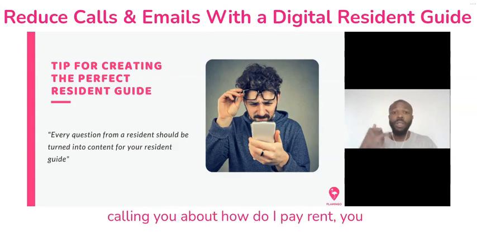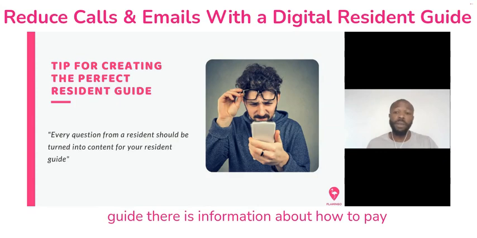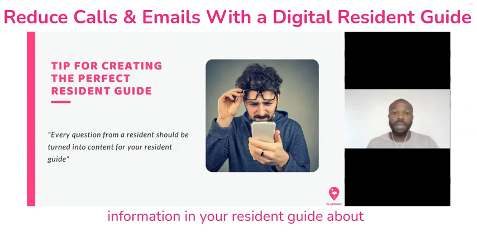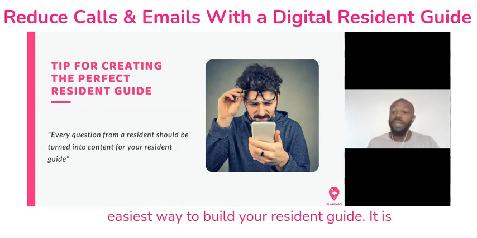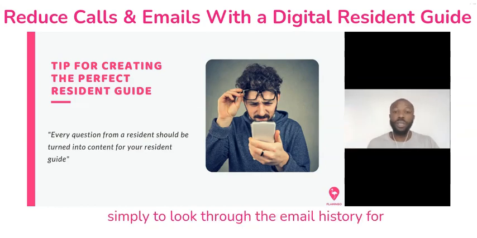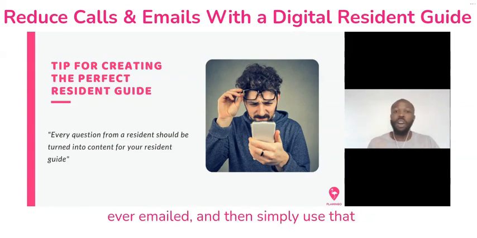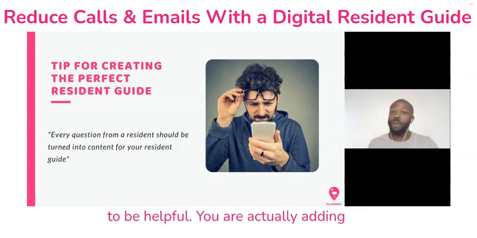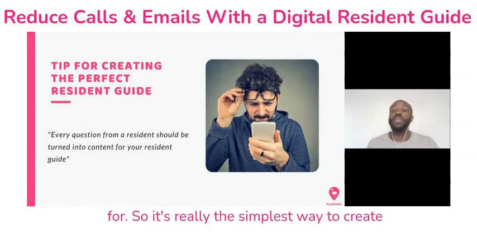So if a resident is calling you about how do I pay rent, you need to make sure that in your resident guide, there is information about how to pay rent. If a resident calls about how do I book amenities, you should have information in your resident guide about how to book amenities. This is probably the easiest way to build your resident guide, is simply to look through the email history for every single question that residents have ever emailed, and then simply use that content to create your resident guide. So then you are not guessing at what is going to be helpful. You are actually adding content that residents are already asking for. So it's really the simplest way to create your resident guide.